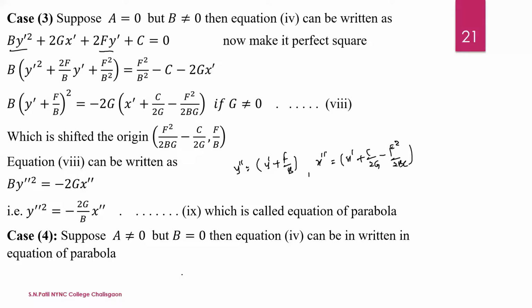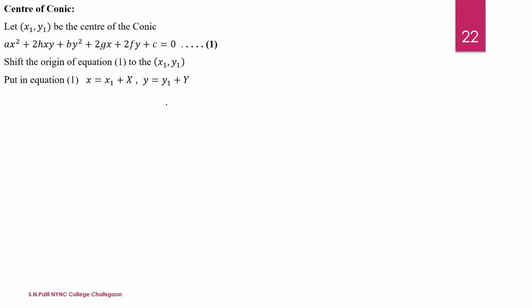Next is shifting. For that we consider the translation equation. Consider the general equation first, and we shift the origin to (x1, y1). These are the equations of translation. Now put the values of x and y in equation number 1.